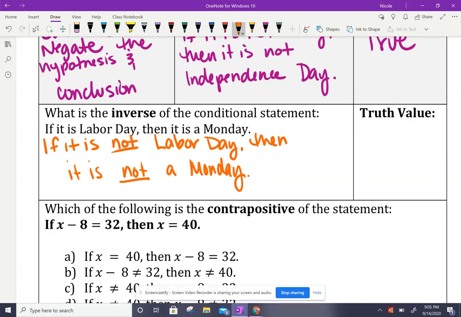And so we have to decide the truth value. This is saying if it's not Labor Day, there's no other day that occurs on a Monday. Well, we have other holidays even that land on a Monday, and one of those is Memorial Day. So this is false. You could say any other Monday of the year, but you could also pick a holiday that always happens on a Monday, which is Memorial Day.